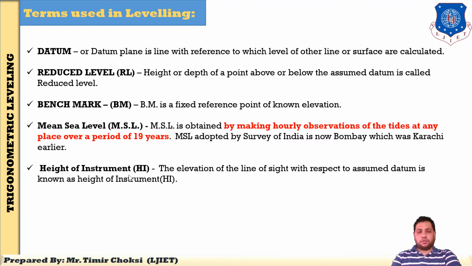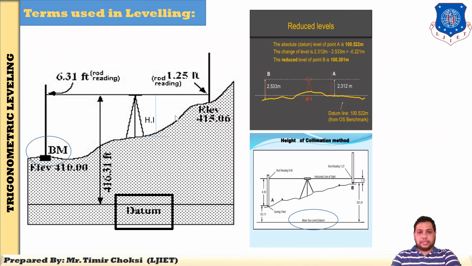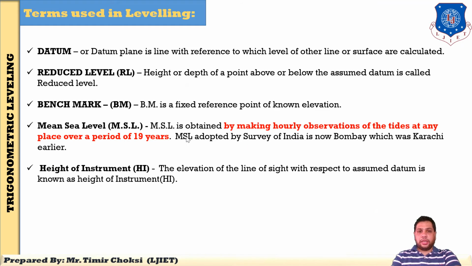And last, height of instrument, HI. The elevation of the line of sight with respect to the assumed datum is known as the height of instrument. Here you clearly see this is the height of instrument. So these are the terms used in leveling. I will repeat these terms: datum, RL, BM, MSL, and HI. These are the terms used in leveling.